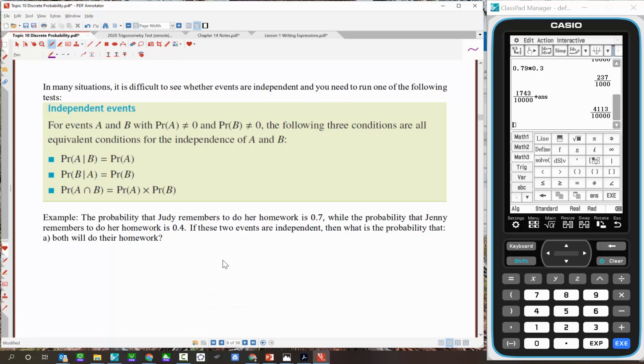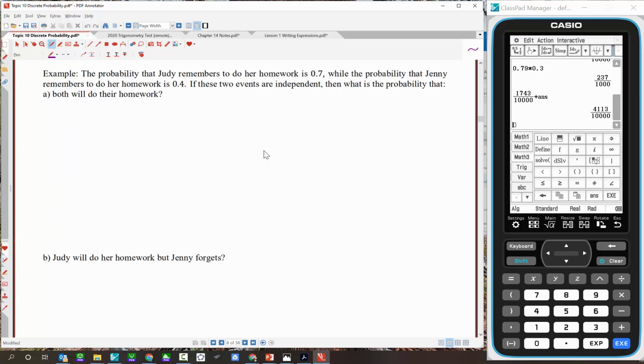Okay, so I've said here, in many situations, it's difficult to see whether events are independent or not, and you need to run one of the following tests. Okay, the probability that Judy remembers to do her homework is 0.7, so probability of Judy is 0.7. The probability that Jenny remembers to do her homework is 0.4, less reliable, Jenny.